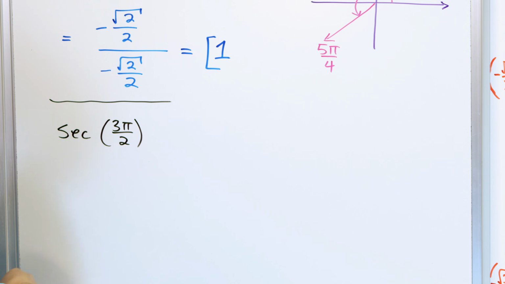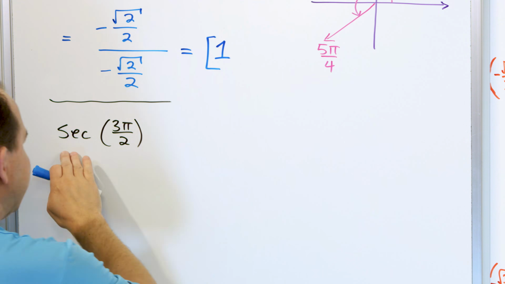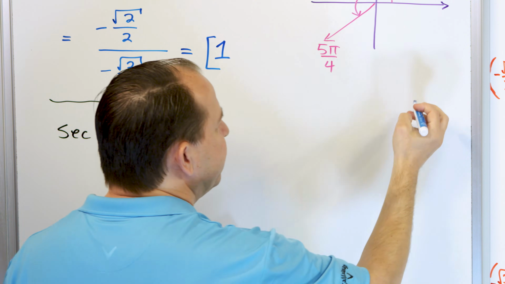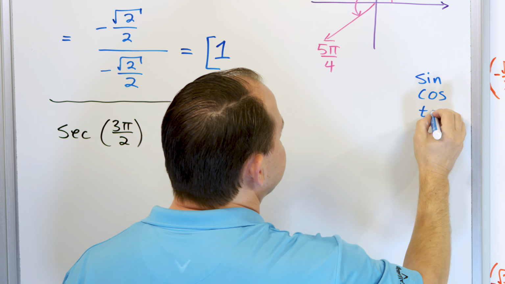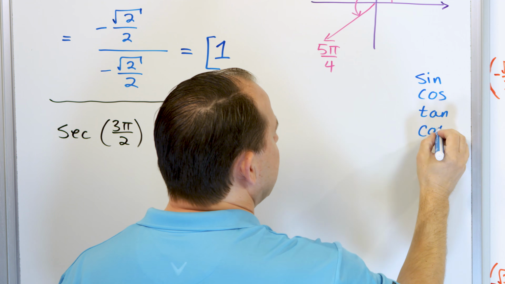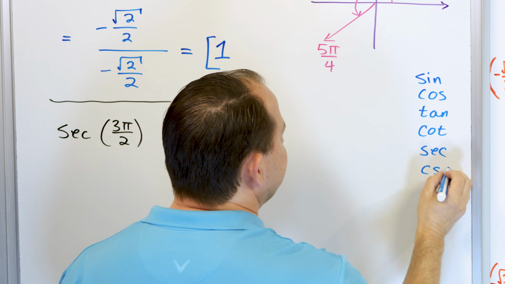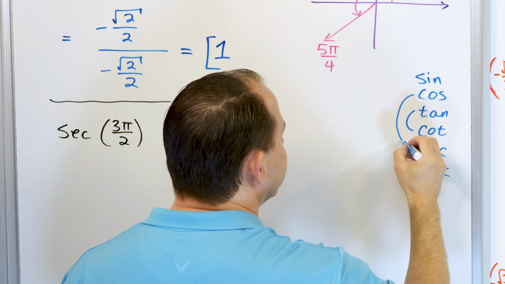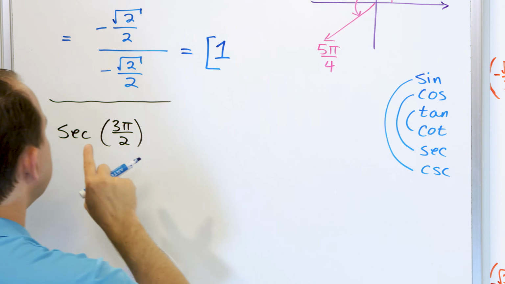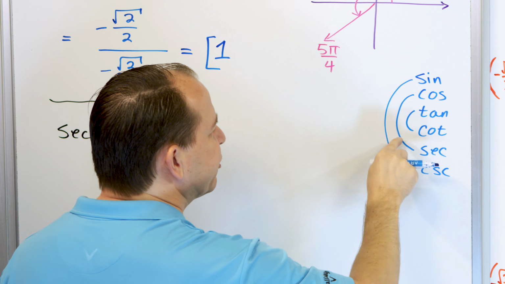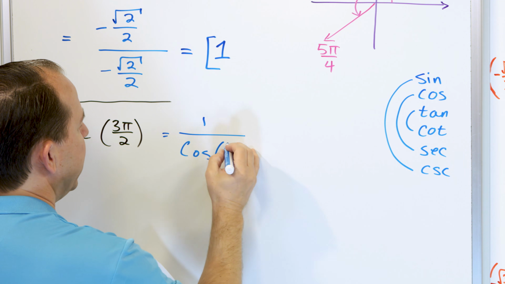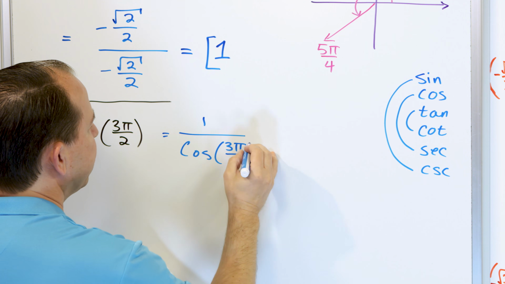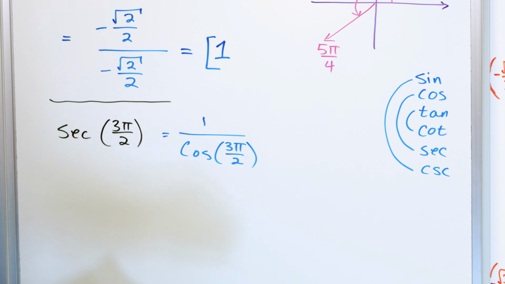3 pi over 2. Well, first of all, when you see secant, a lot of people don't like it. What is that? So here's what you do. You go off to the side and you write them down: sine, cosine, tangent. Then after that comes the cotangent, then the secant, then the cosecant. You just have to remember the order. This one goes with this one, this one goes with this one, this one goes with this one. So the secant is actually 1 over the cosine. So 1 over the cosine of what? 3 pi over 2. So this whole problem reduces to figuring out what the cosine of that angle is.